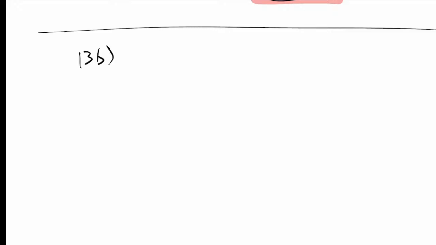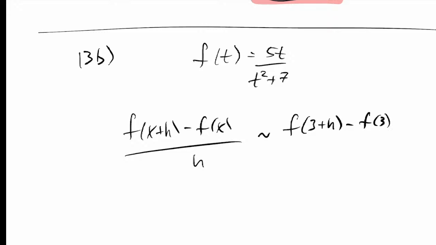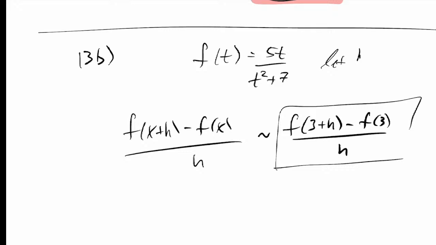For your question here, they give you the function 5t over t squared plus 7. For 13B, they want you to find the instantaneous rate of change at 3. The equation we had talked about for instantaneous rate of change, since the t value is 3, is f at 3 plus h minus f at 3, over h. Remember this? I had suggested for our pre-calculus class, let h be very small, maybe 0.001.